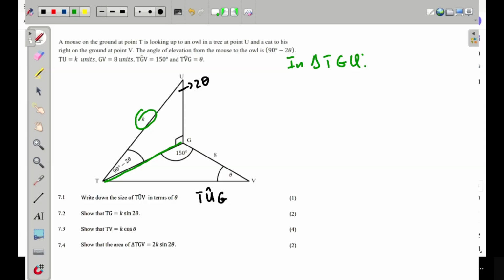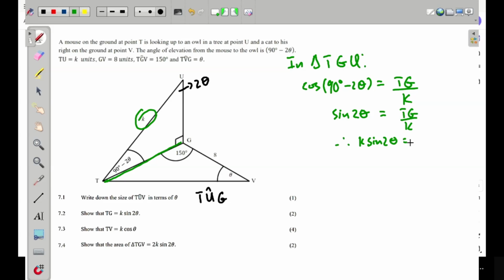The following is happening. If I want to link up this adjacent and the hypotenuse, I have to go cos of 90 minus 2 theta is TG, the adjacent, over K. However, we know cos 90 minus theta is a call for co-ratios, so that has to change to a sine 2 theta, and that's TG over K. Guess what? K sine 2 theta is equal to TG. That's your 2 marks. That's how easy it was.